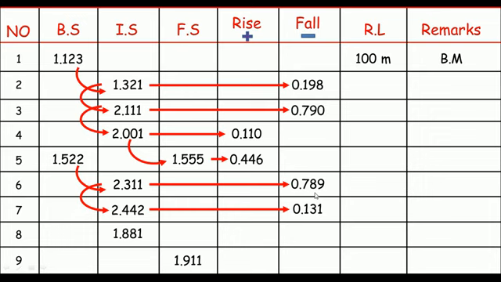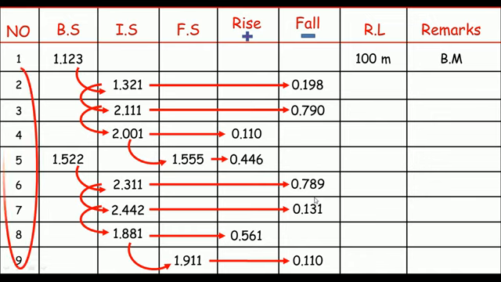the fall, 0.131. And again interside minus interside, like 2.442 minus 1.881 will be just the rise, because the value is positive, 0.561. And lastly, the interside minus foreside will be rise or fall, like 1.881 minus 1.911. This is just a fall, 0.110.